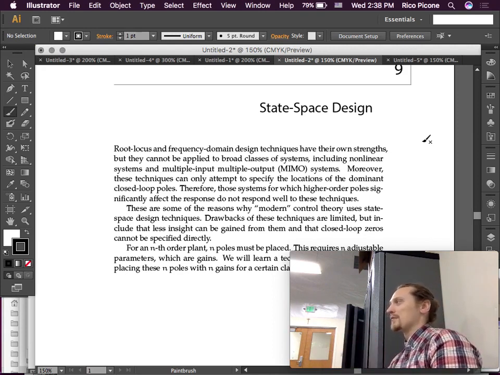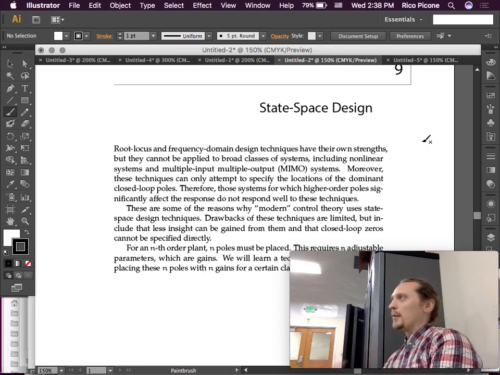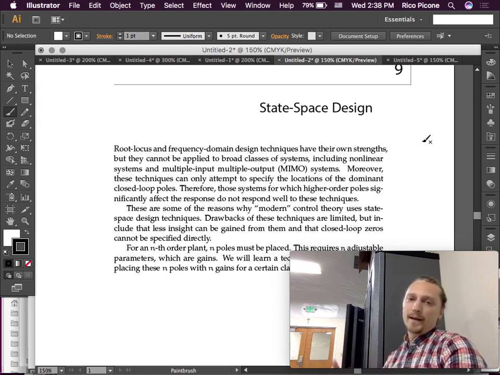But there are a lot of systems, well, I wouldn't say that they come up frequently, but they come up frequently enough, that don't follow those sorts of behaviors. And so you have to have some design techniques built for those types of systems. These are some of the reasons why modern control theory uses state space design techniques. Drawbacks of these techniques are limited, but include that less insight can be gained from them, and that closed-loop zeros can't be specified directly, which you can do in some ways of designing the root locus.